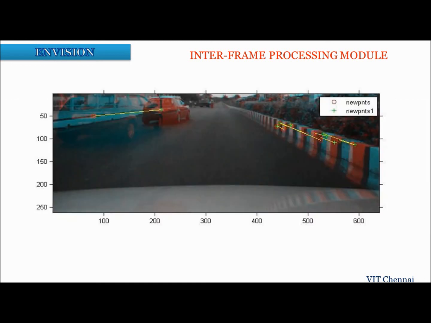The extracted features are then matched, and the most likely matching features are recorded in a 2D matrix.